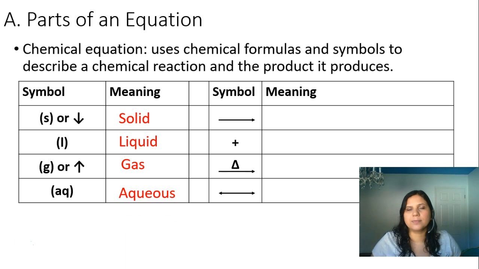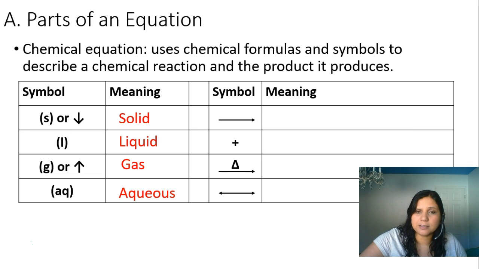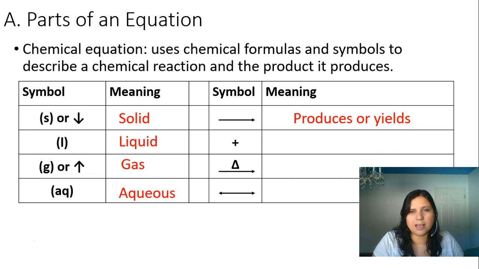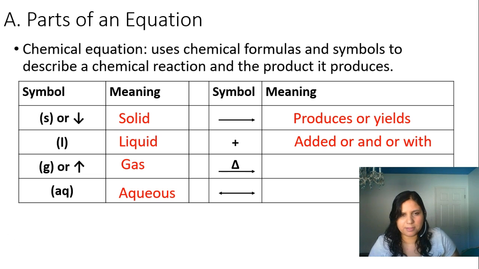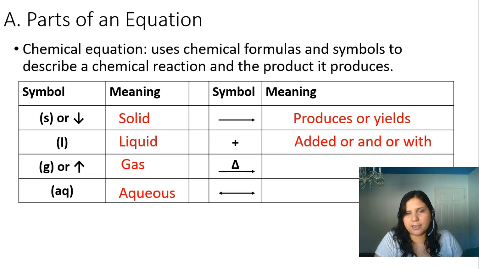Okay. And then the arrow means it produces. Another word you might see for this is yields. Okay, plus sign just is used to separate each reactant and each product, but you'll see when we write them in words, that'll be like added or with. So hydrogen and oxygen, or hydrogen reacts with oxygen to form water.